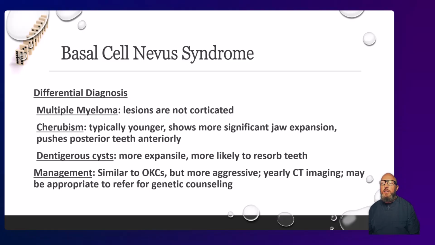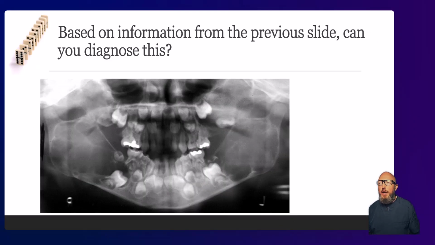And management matters here. Treat like OKCs, which have to be treated a little bit more aggressively than a lot of cysts, even some benign tumors. But this one even more aggressively. Now we're talking about the syndrome. So yearly CT surveillance, consider referring for genetic counseling. As we talked about all the different parts of the body that it affects, this is a diagnosis with consequences for the whole patient, not just the jaw. So based on information I just said, can you diagnose this?